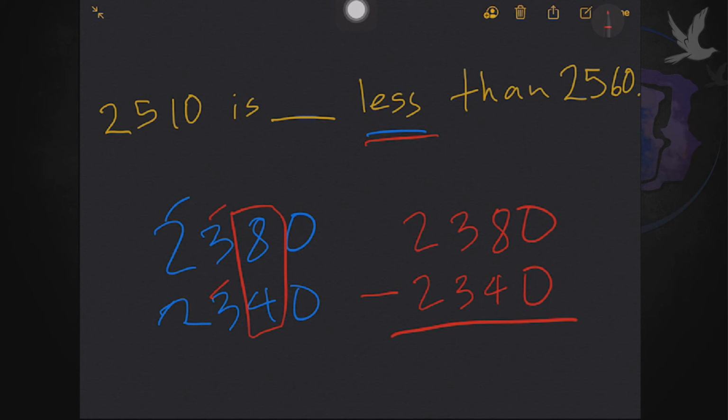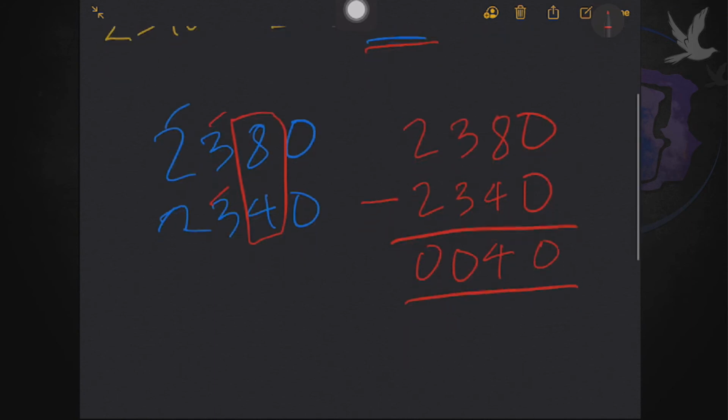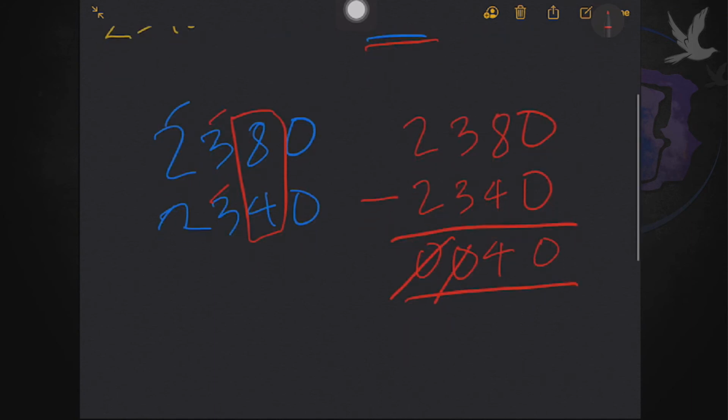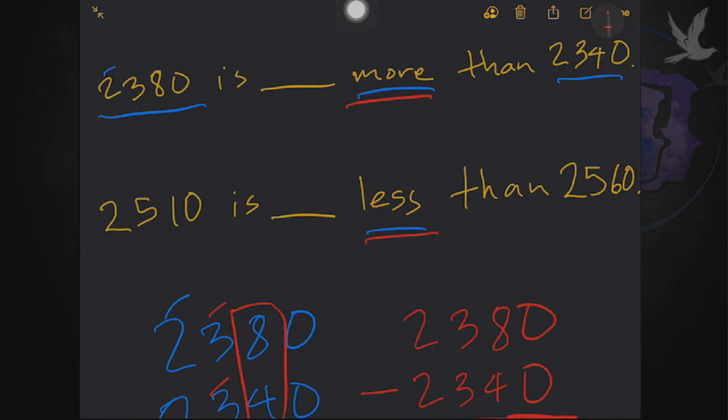Then doing so, we now have 0. 8 minus 4 will give you 4. 3 minus 3 is 0. 2 minus 2 is 0. So, of course, since you have 0, 0, 4, 0, you don't have to write these two zeros anymore and just take 40 alone. So, we can now say that 2,380 is 40 more than 2,340. Okay, 2,380 is 40 more than 2,340.